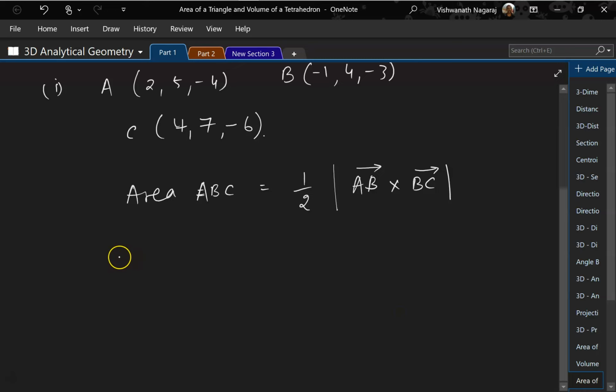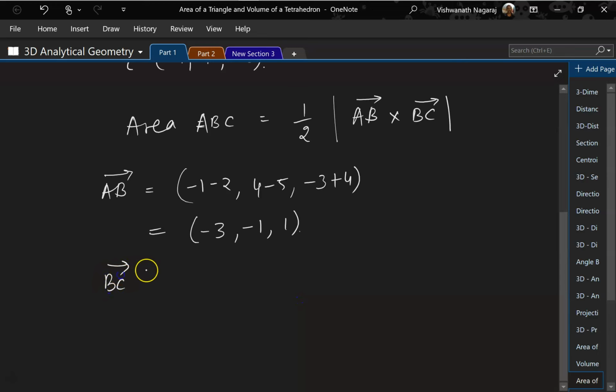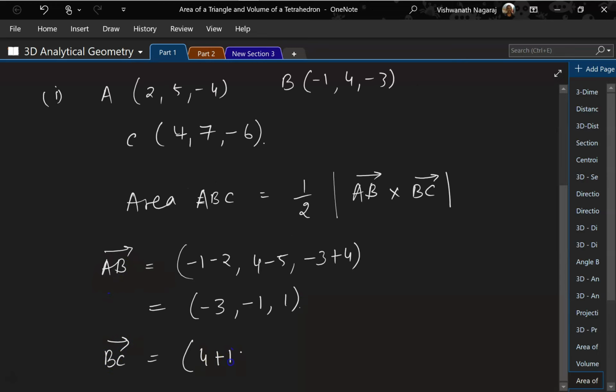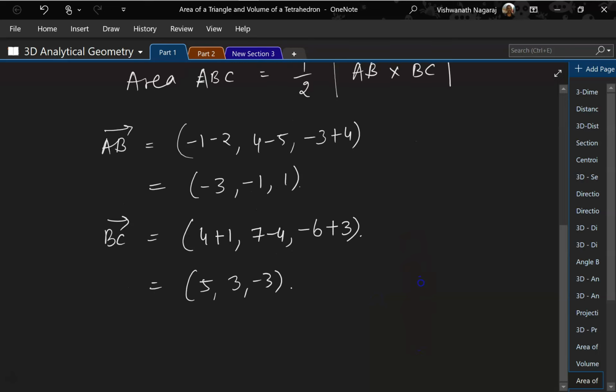So first let's figure out AB. AB would be -1 minus 2, 4 minus 5, -3 minus 4, that is plus 4, which is equal to (-3, -1, 1). Similarly, BC would be 4 minus 1, 7 minus 4, -6 minus -3, that is plus 3. So this would be (5, 3, -3). Yes. So now let's figure out the area.